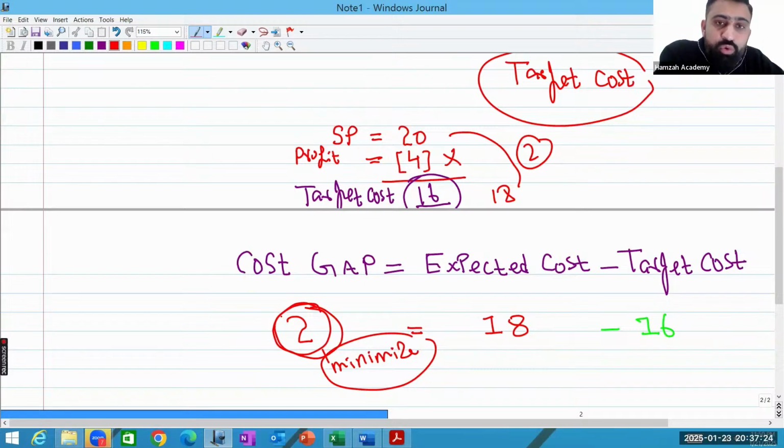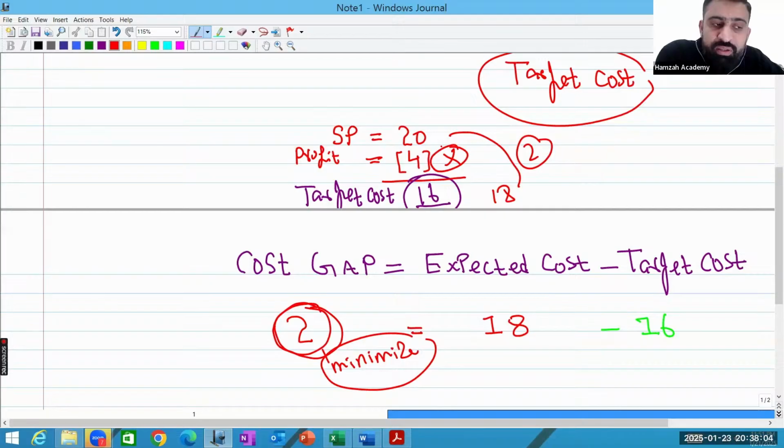And sometimes you have to reconsider your production process because sometimes your production process is causing high production cost. And if you redesign or restructure your production process, it would help the company to reduce the expected cost, and as a result help to minimize the cost gap. So in short, you have to make such strategies which help you to minimize the cost gap in order to earn your target profitability.